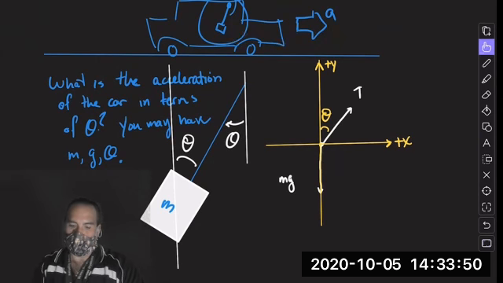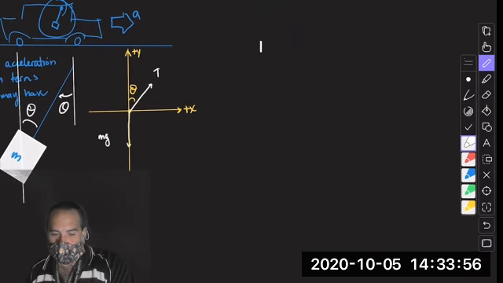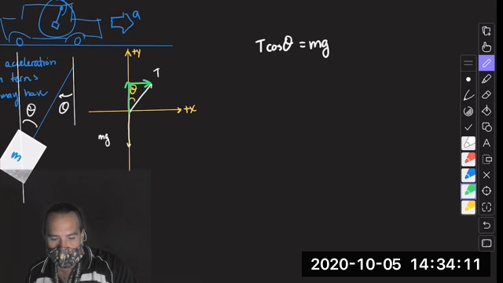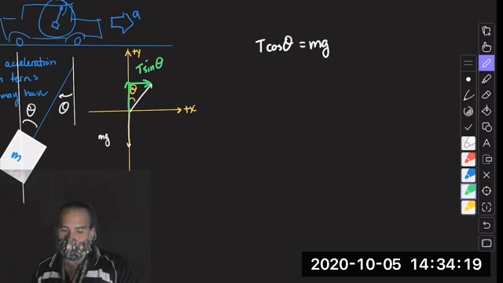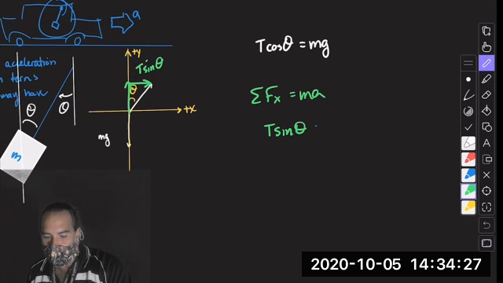Now, focusing on what I have here, T cosine theta has to equal mg. I'm looking directly at this component. And this component has to be T sine theta. T sine theta is unbalanced. So the net force in the x direction has to equal ma. So T sine theta equals ma.